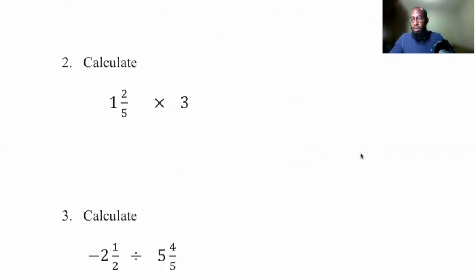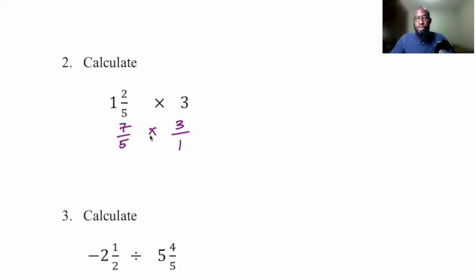All right, so we have 1 2/5 times 3. So change this to an improper fraction first. 1 times 5 is 5 plus 2, 7. So we have 7 over 5 multiplied by 3 over 1, right? To change the whole number 3 to a fraction, just divide it by 1.